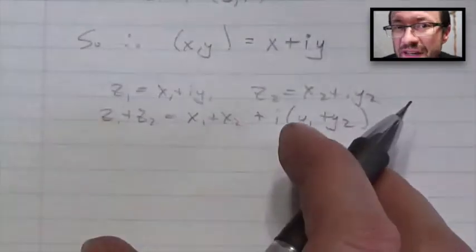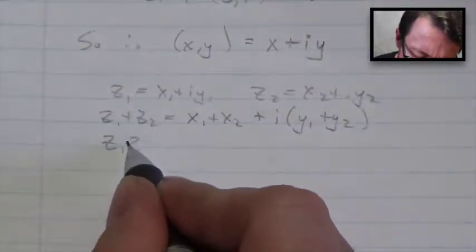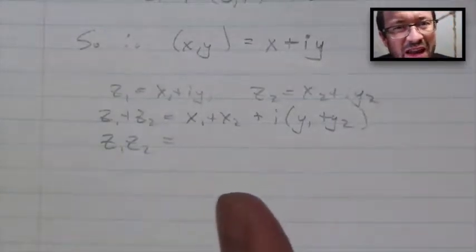Now, more interesting is what happens when we do a multiplication. So z1 multiplied by z2, and I really like this.